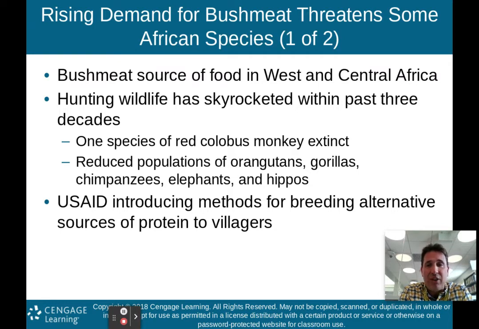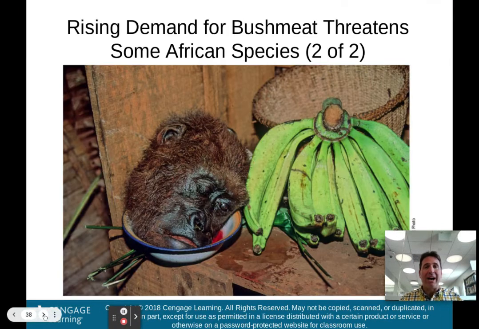USAID is introducing methods for breeding alternative sources of protein to villages. Basically, we can tell the villagers, yes, that bushmeat is a great source of protein, but here are some other alternatives to get that protein. Again, this is just education, so that hopefully those villagers in West and Central Africa, instead of killing the endangered species for meat, will use some of these alternative breeding methods to get that source of protein. And again, that's more of that education that we spoke about in a couple of slides.